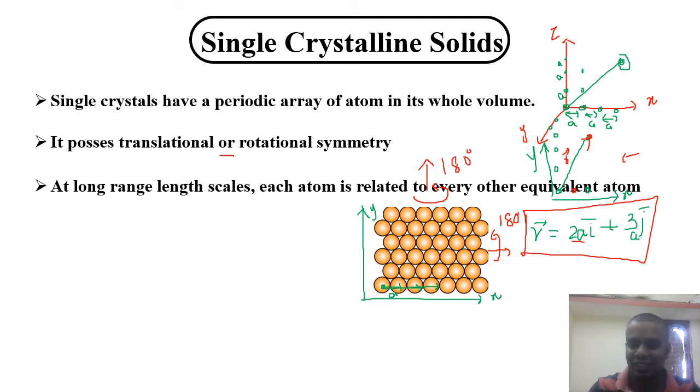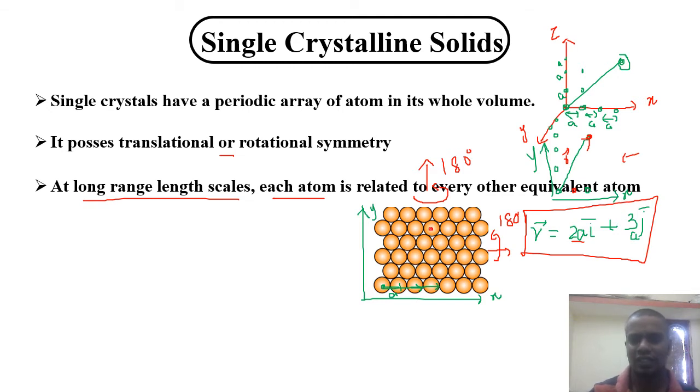Whatever we are saying, like a few number of atoms, if you count the atoms, 1, 2, 3, 4, 5, 6, so 6 atoms in the top row. The bottom row will have 7 atoms, but this is not the case for an actual crystal, which has billions and millions of atoms. That's why we say it is a long range length scale in the microscopic world. So each atom is related to every other equivalent atom.